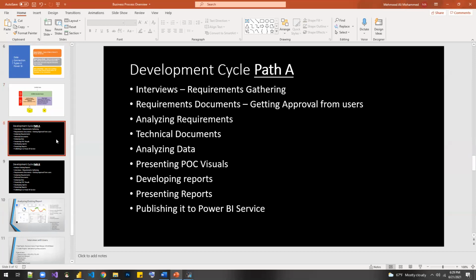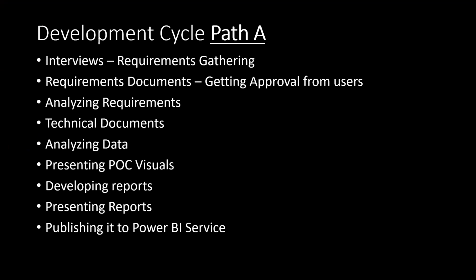Okay. All right. So now for the requirement gathering, let me quickly cover this, and then we will also try to cover this in our next class as well. For the requirement of your development cycle, I have split this into two different paths. Path one is, you don't have any existing reports.